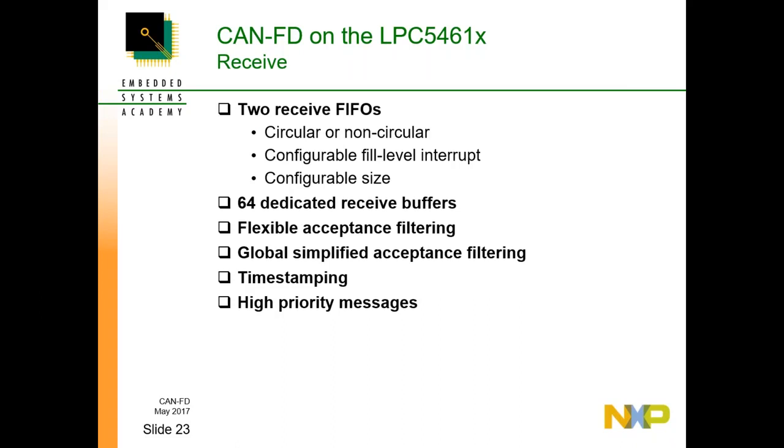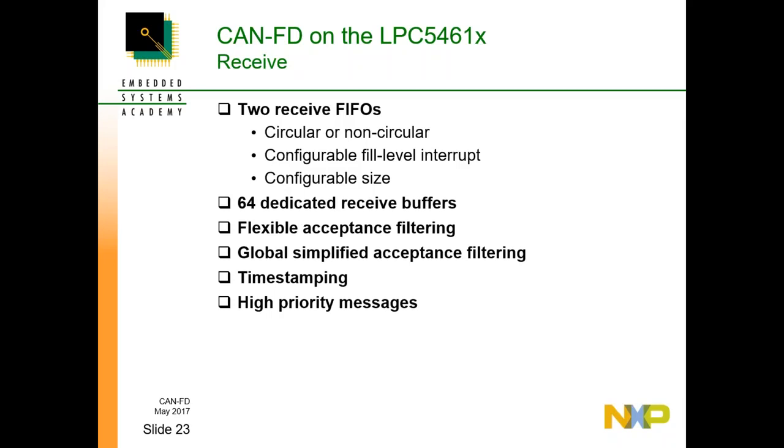Two separate receive FIFOs are available. Each FIFO can be configured in blocking or non-blocking modes. Non-blocking acts like a circular buffer, and blocking mode stops receiving when full. FIFOs can be configured in size from 1 to 64 messages, and each FIFO can also be disabled. Interrupts can be generated when a certain number of messages are in the FIFO and also when the FIFO is full. In addition to the FIFOs, there are 64 receive buffers available.